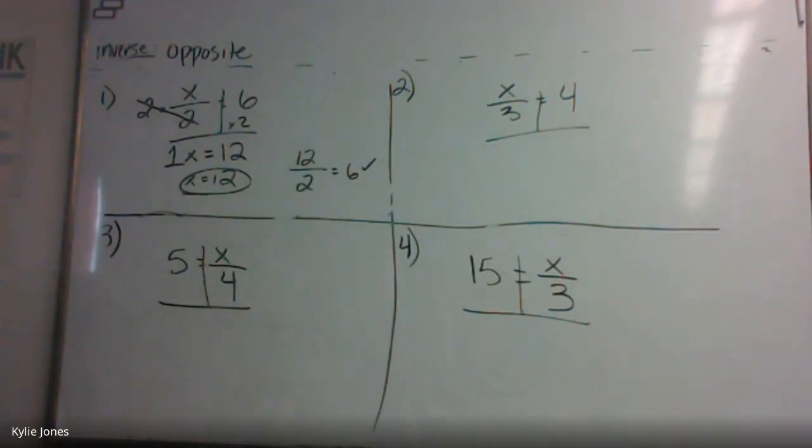You get the bottom number and you multiply by whatever is on the bottom.